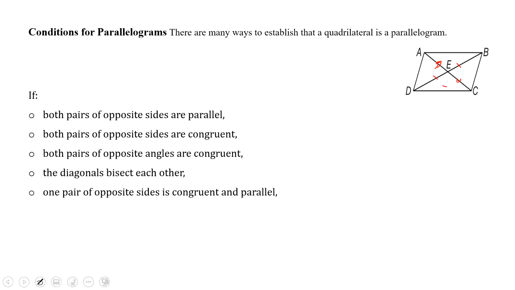One pair of sides is congruent and parallel. So if I tell you that one side is congruent and that side's parallel, then you know you have a parallelogram. That's all. So either one of these, it doesn't have to be all of them. If one of them is true, if you can put a check mark next to one of them, then it's a parallelogram. So you have to look at your picture and what they are telling you in the picture with their markings.